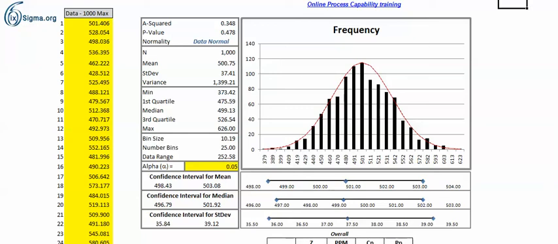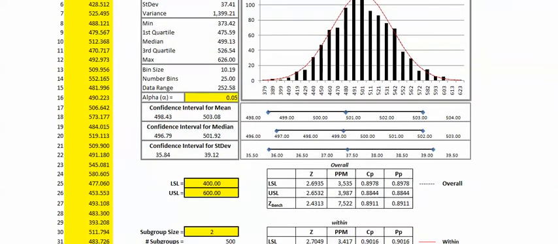Just looking down at the capability, imagine I put, somewhat arbitrarily but for demonstration purposes, a lower spec limit of 400 and an upper spec limit of 600 in. So imagine there's a spec limit sitting right there at the 400 mark on the lower spec limit, and on the upper spec limit there's one there. Any data points to the right of the upper, or to the left of the lower, would be considered defects.